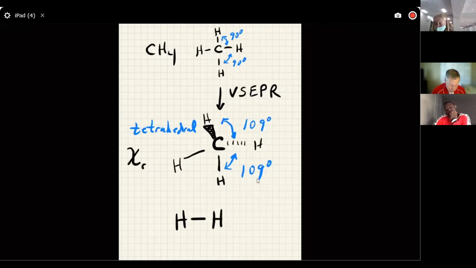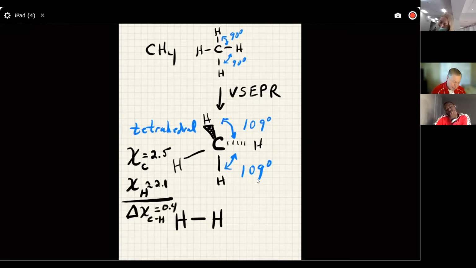So chi for carbon is equal to 2.5. The electronegativity of a hydrogen is approximately 2.1. The absolute electronegativity doesn't really help us much in terms of looking at a molecule and the charge distributions. It's really the delta chi for the carbon hydrogen bond, 0.4. That's the delta chi.